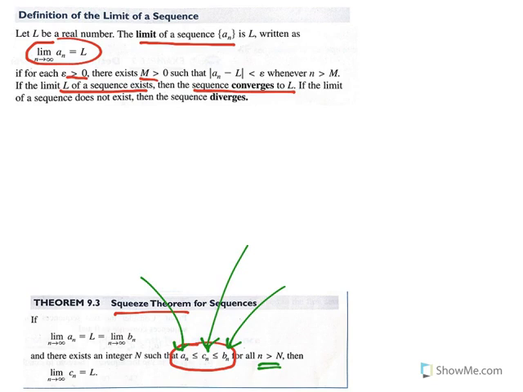If that's the case, and you're able to show that the limit of the sequence whose terms are a sub n is L, and the limit of the sequence whose terms are b sub n is also L, then the sequence whose terms are between a sub n and b sub n for all n greater than N, the limit of that sequence must also be L, and thus the sequence whose terms are in the middle must also converge by definition, because the limit of its nth term as n approaches infinity would exist.